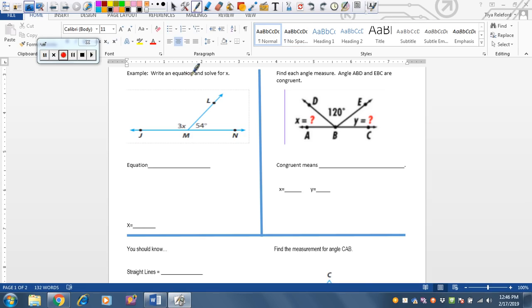So it says write an equation and solve for x. So is this a complementary or supplementary picture? This is a supplementary angle. From here to here, the whole thing is equal to 180 degrees. So we can start with that. 180 equals 3x plus 54.